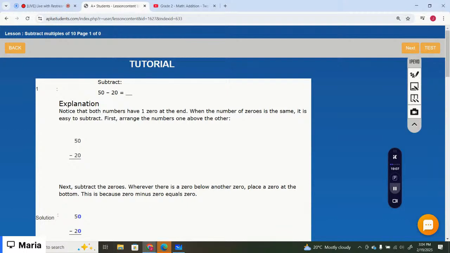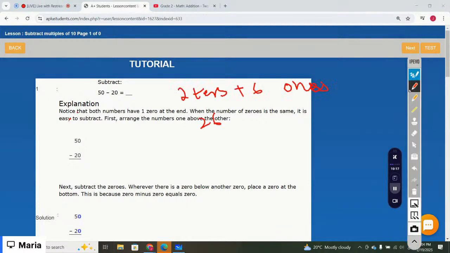Fifty take away 20. You have to subtract the multiples of 10. The multiples of 10 are the ones that when multiplied by 10 you get these numbers, right? 10 times 2 is 20, 10 times 5 is 50. They all are the multiples of 10.